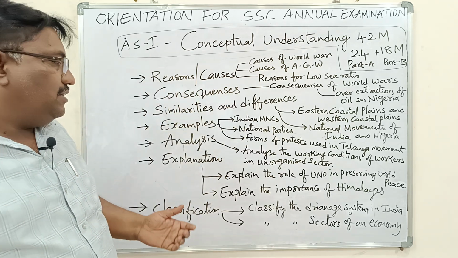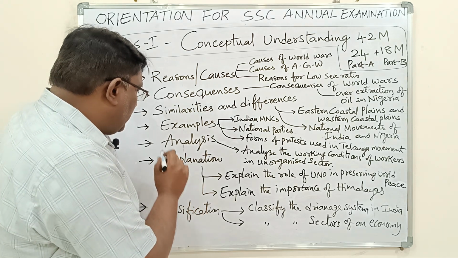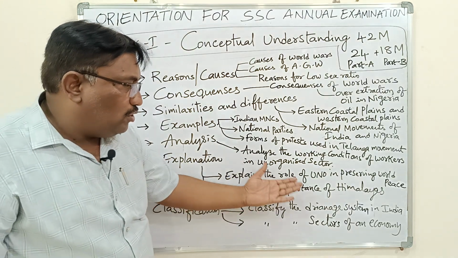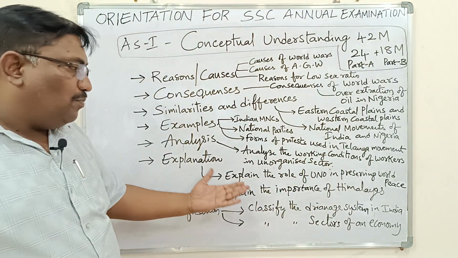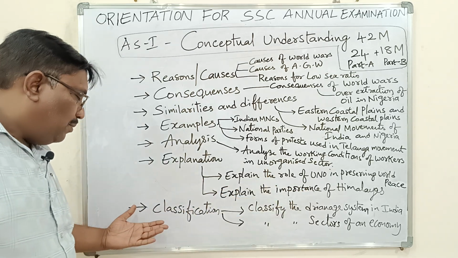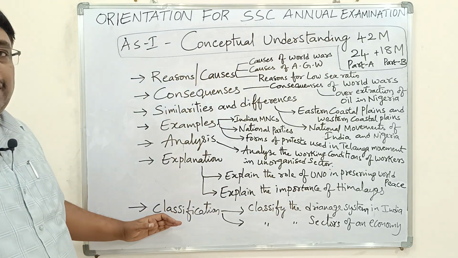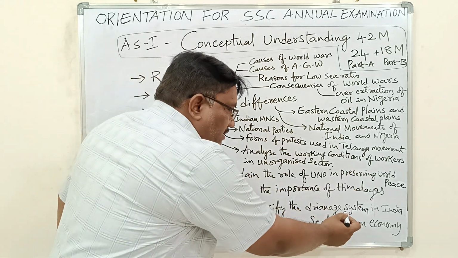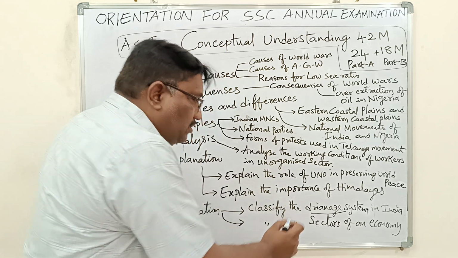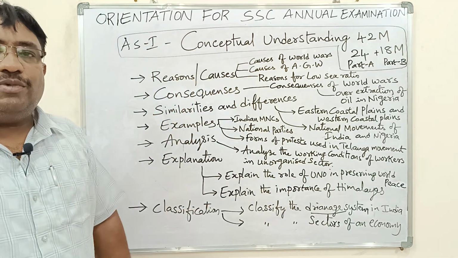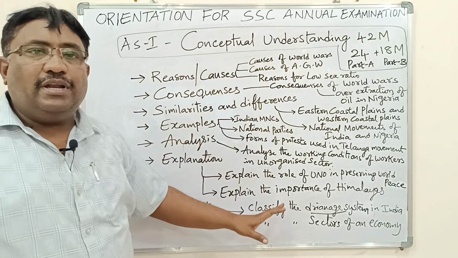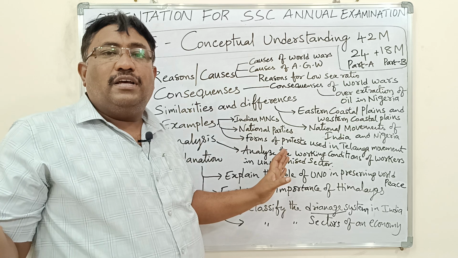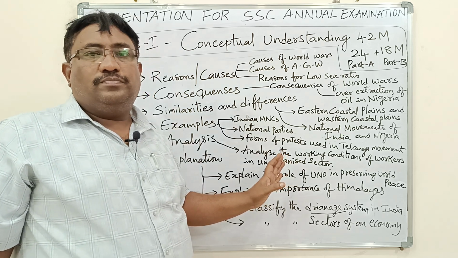that is international migration. Coming to the sixth indicator, explanation, that is, explain the role of UNO in preserving world peace, explain the importance of Himalayas, like this. And coming to the last indicator, classification, that is division: classify the drainage system in India. Drainage system means the river systems. Next, classify the sectors of an economy. Like this, questions which have appeared in the previous question papers I have brought here. For more questions, you consult your concerned subject teachers in the schools.